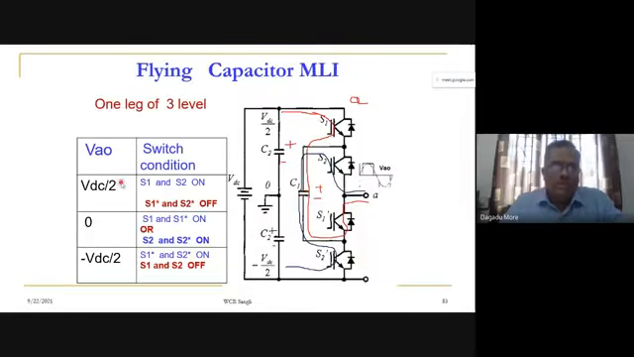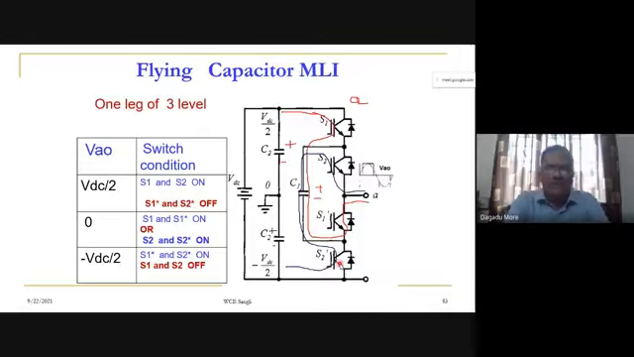So the 0 level we can obtain when the two capacitors, upper C2 and C1, are connected in series but in series opposition. The second configuration, for S2 star and S2 dash, the lower C2 and C1, will again be connected in series opposition. And here we have seen that whenever you want a minus VDC by 2, then we have S1 star and S2 star, or S1 dash and S2 dash, these switches will be on.